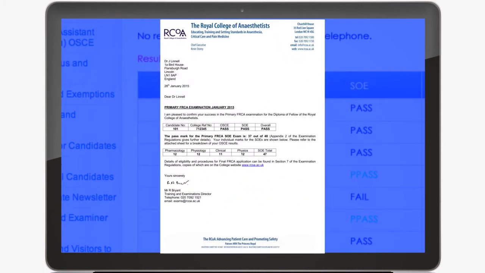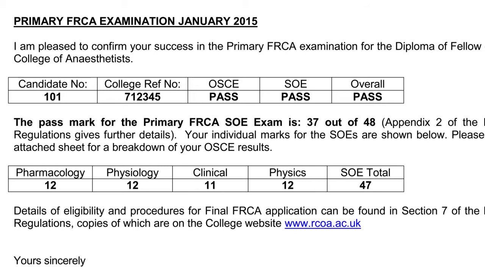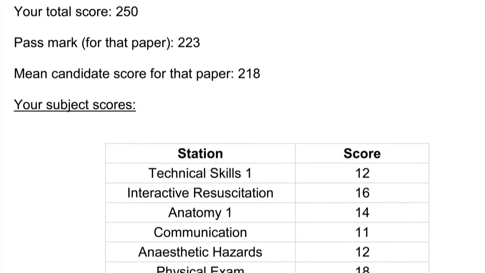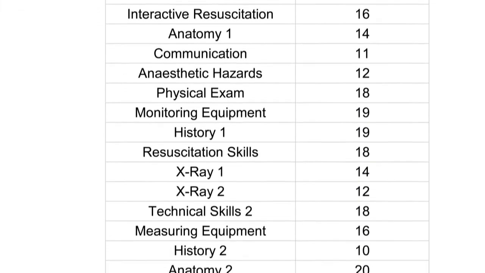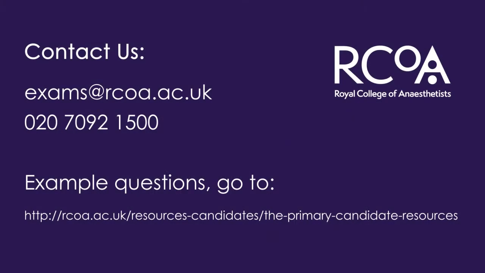Confirmation of the result will be sent to you by post. Your result letter will advise you of your scores in each section of the SOE and each station of the OSCE, along with your total scores for each component. Once you have received your result letter, examiners' comments regarding SOEs can be requested in writing or by email to the examinations department. Examples of OSCE and SOE questions can be found on the examinations pages of the college website and in the guide to the primary examination.